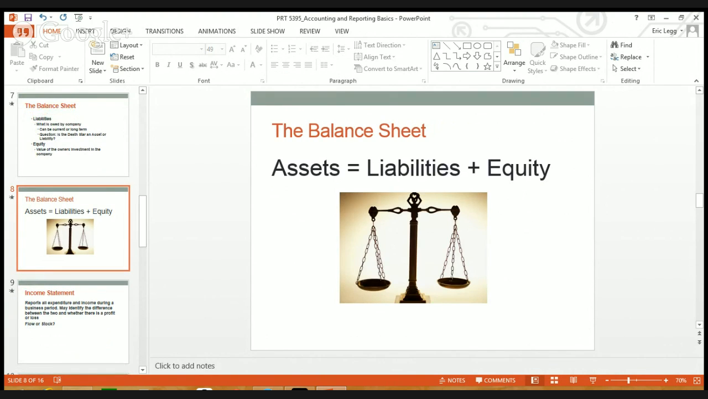Key principle here. On a balance sheet, assets equals liabilities plus equity. Always, always, always, and forevermore. If you're looking at a balance sheet and your assets do not equal liabilities plus equity, fire your accountant. They are doing something wrong. Always must equal to each other.